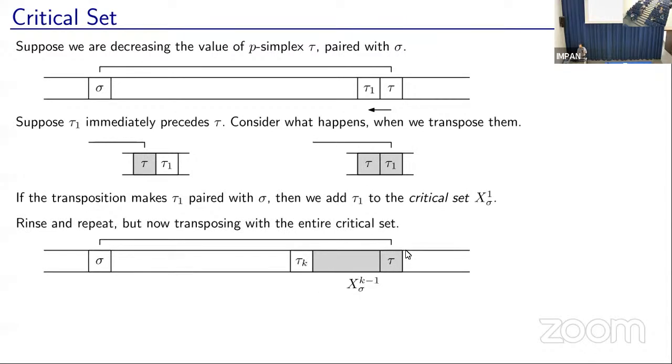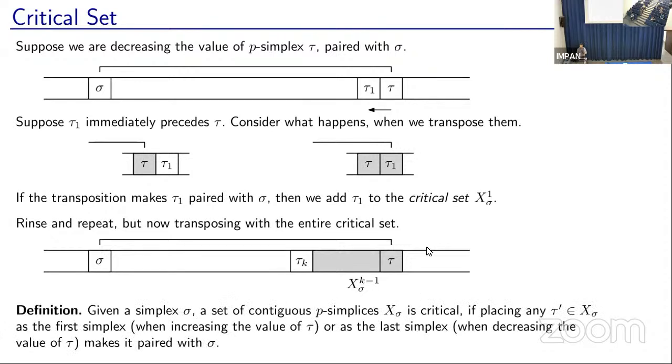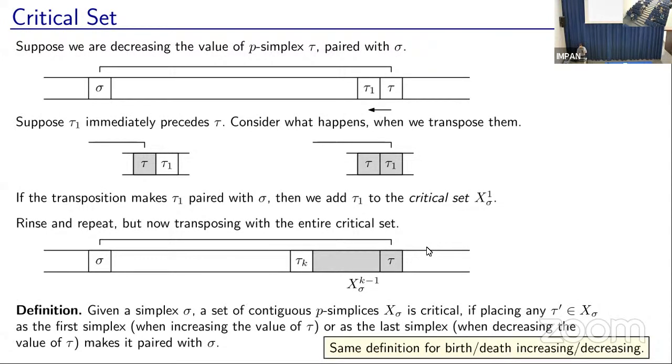And now I have to ask this question about the entire critical set. So I have some critical set x_{k-1}. There is some tau k. The question is, what happens if I move tau k to the right? It switches or it doesn't switch. Okay, so the definition is just recapitulated. I gave it for the death, but it's the same for birth and death, whether the value is increasing or decreasing: it's always a contiguous set of simplices, such that if you take the first or the last, it's going to be paired with whatever is your target, so sigma in this case.